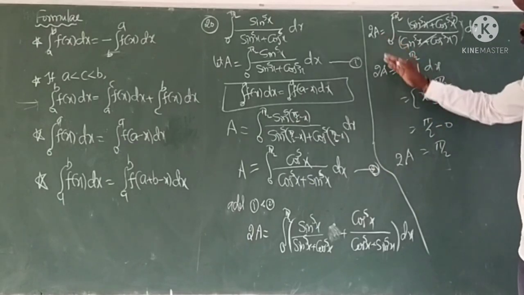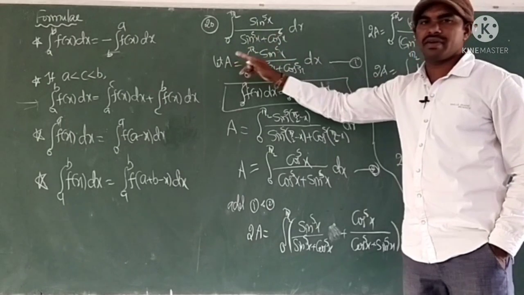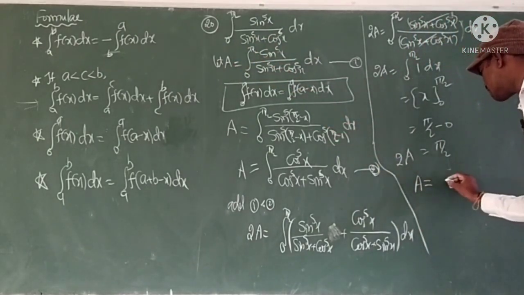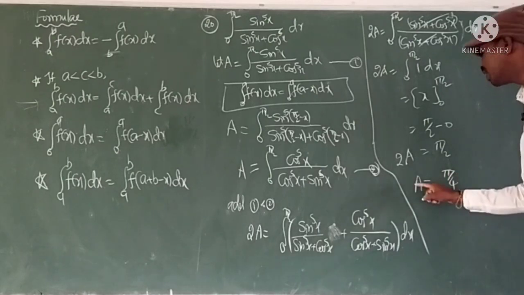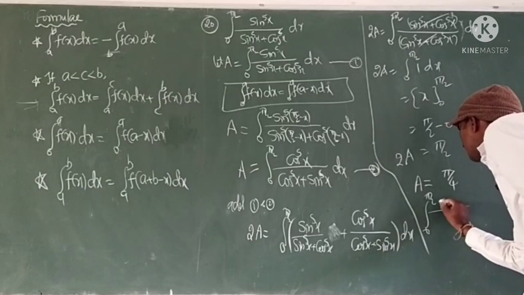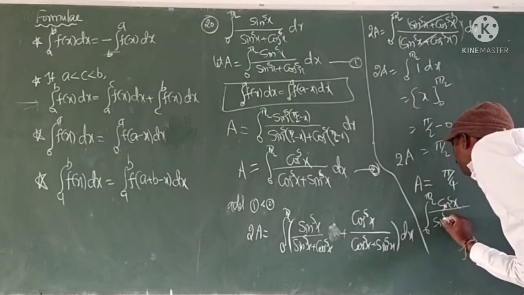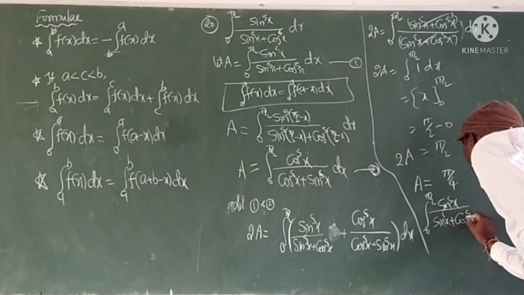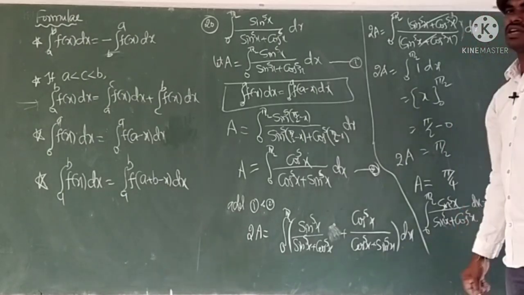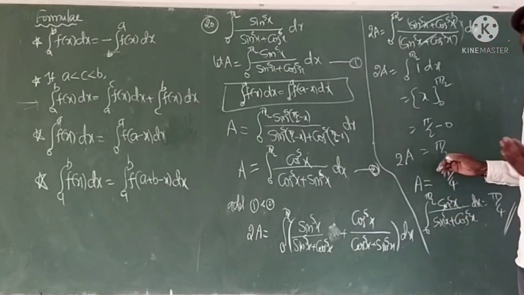We have found the value of 2a, but the question asks only for a. So you have to find a also. The 2 on the left side goes to the denominator on the right side, giving pi by 4. So a, which means integral 0 to pi by 2 of sin power 5x by sin power 5x plus cos power 5x dx, is equal to pi by 4. So this is the answer. After this we must write this step, otherwise you will lose 1 mark.